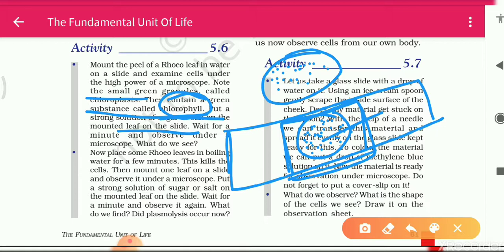Why? Because we have put drops of salt solution here, and this salt solution is concentrated. That's why the contents of the cells shrink and loss of water takes place, or we can say that plasmolysis takes place.